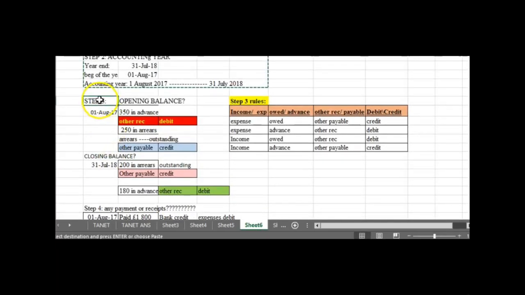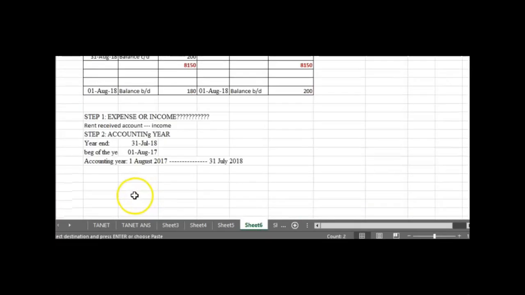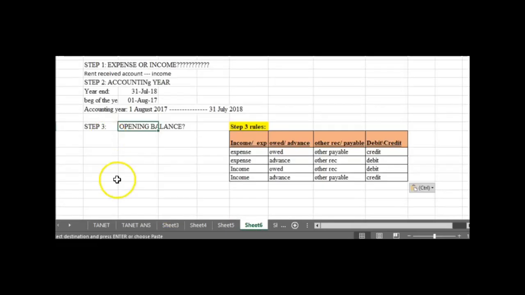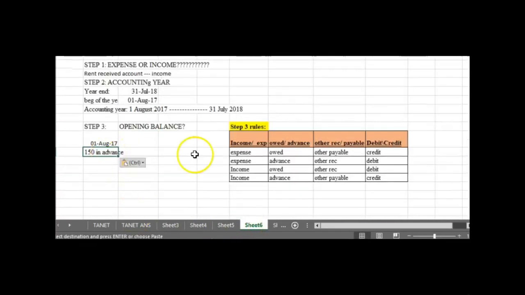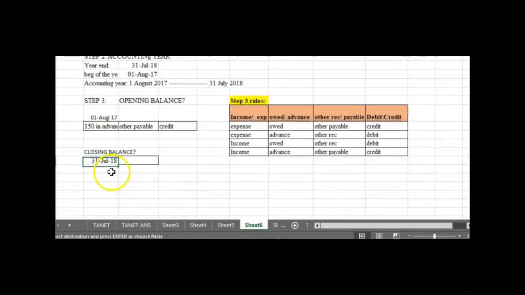In step 3, we find out the opening balance first, so let's check what happens on 1st August 2017. On 1st August 2017, rent income of $150 received in advance. As per the rules of step 3, advance income is other payable, so entry is credit. Now the closing balance. On 31 July 2018, rent income of $200 received in advance. As per the rules of step 3, advance income is other payable, so entry is credit. So both opening and closing balances are credit.